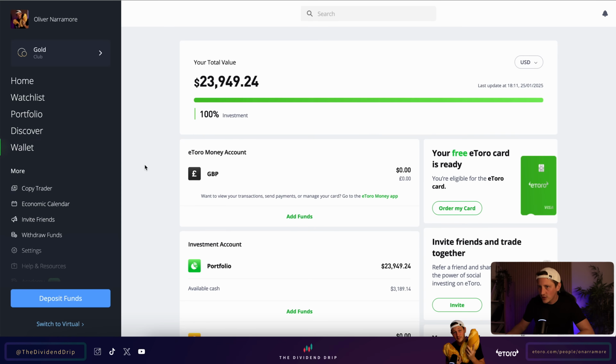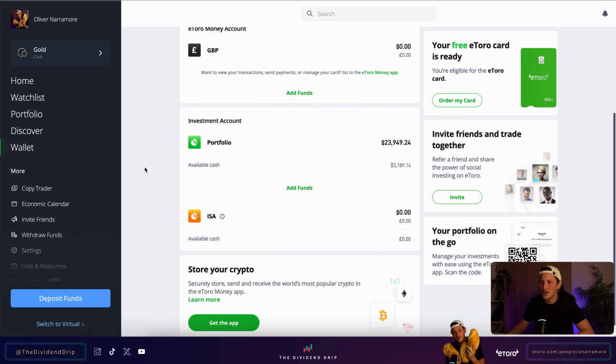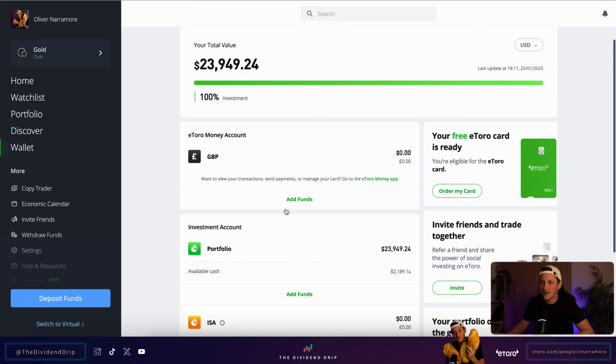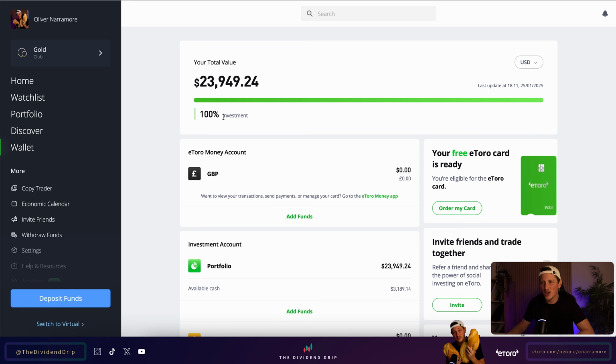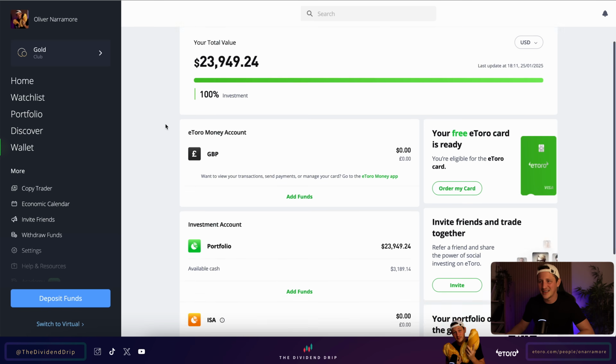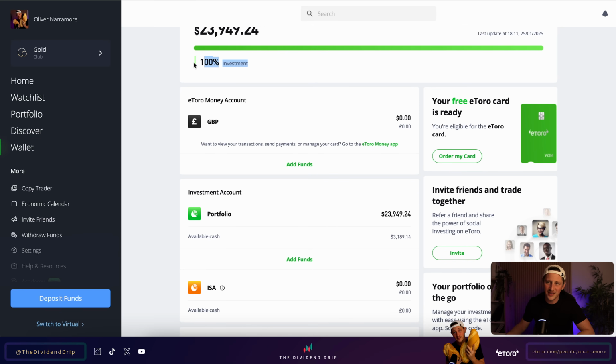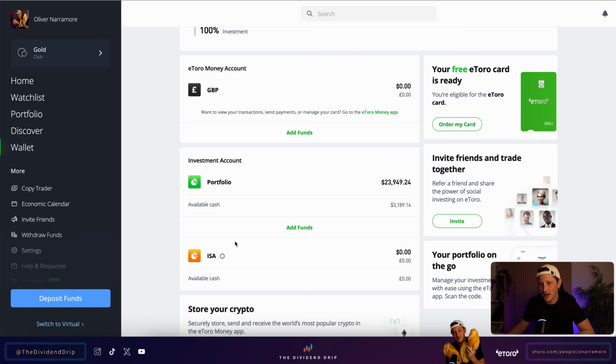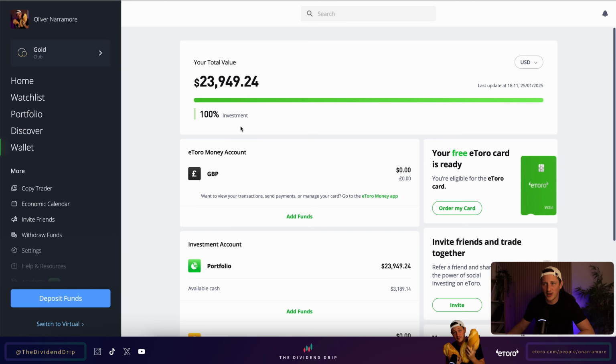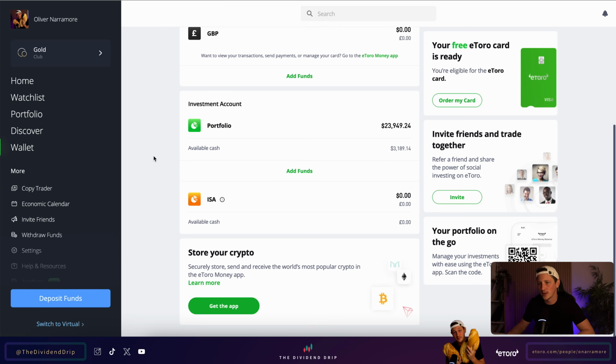Then you've got your wallet, so you can dig into this in more detail. It's just basically a breakdown of what your portfolio is. A friend of mine said the other day, Ollie, it says 100% invested. I don't understand. It doesn't make any sense. This is not 100% invested in the market. This is how much is invested in your e-money account, how much is in your investment portfolio, and how much is in your ISA. So if you've got, say, 50% of your things in your portfolio and 50% in your ISA, this will say 50% investment and 50% ISA, just so you're aware. It can be a bit confusing.